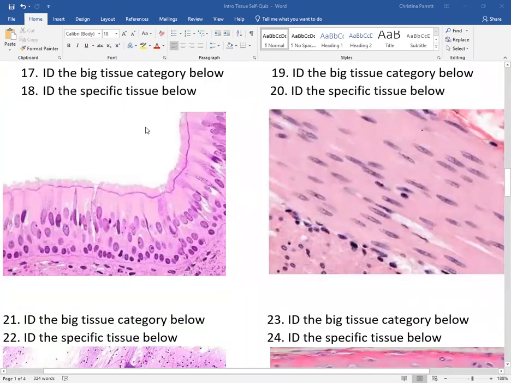Okay, over to the left-hand side, number 17 and 18. This is very, very messy. You're also seeing the eyelashes. So when you have messy nuclei all over the place with eyelashes, clues you in that this is pseudostratified columnar epithelium. So number 17, what is the big tissue category? That's epithelium. Number 18, the specific tissue is pseudostratified columnar epithelium.